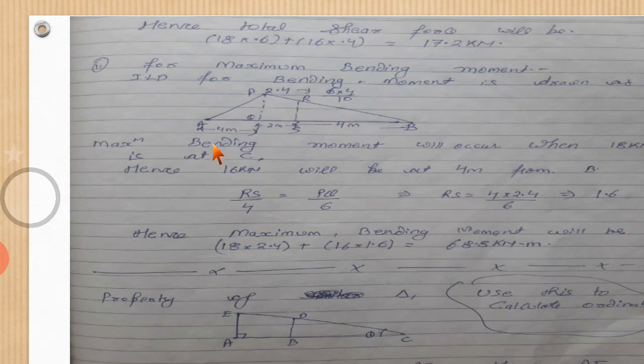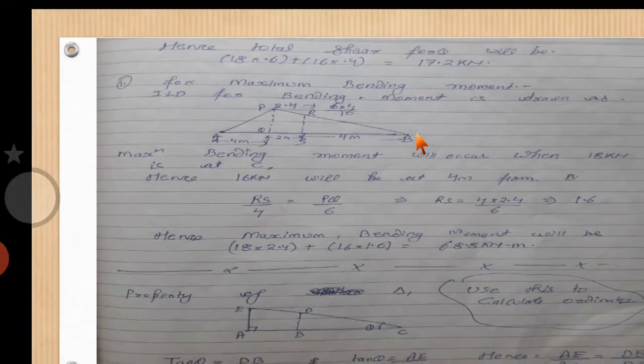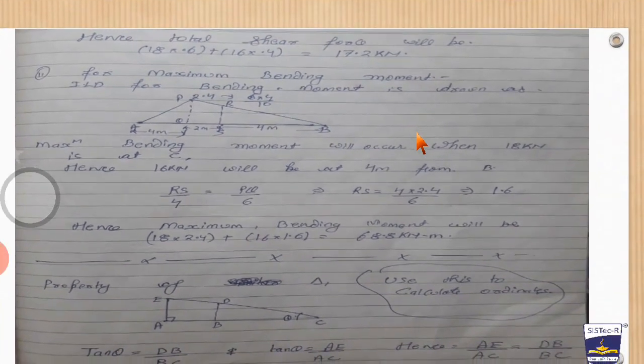For maximum bending moment, it will occur when 18 kilonewton is at C. When 18 kilonewton is at C, the maximum bending moment will occur. Hence 16 kilonewton will be at 4 meter from B. First of all we will calculate this ordinate. Similarly, as we calculated for shear force, we will calculate here for bending moment. So RS upon 4 will be equal to PQ upon 6. Therefore RS will be equal to 1.6.